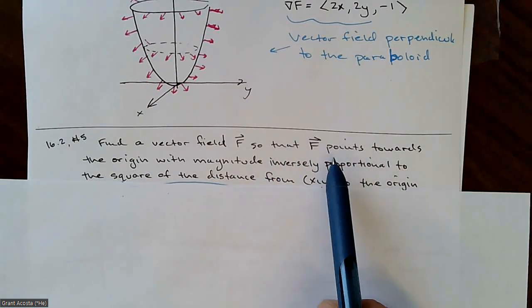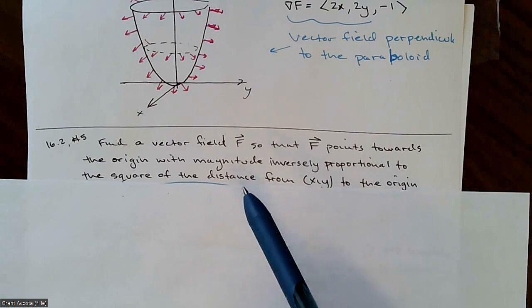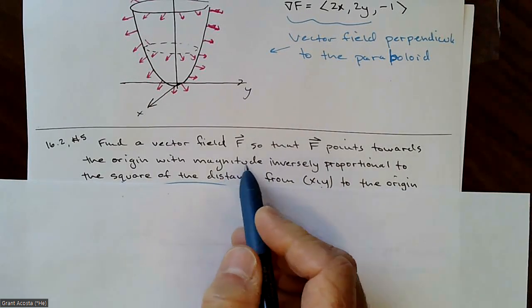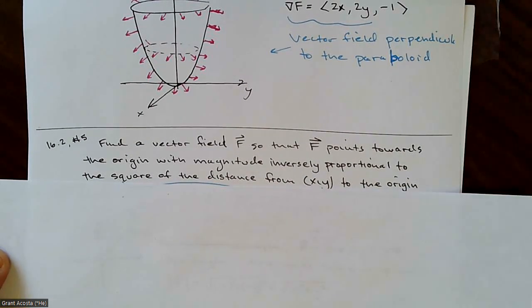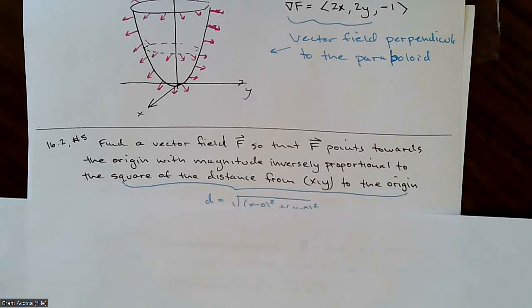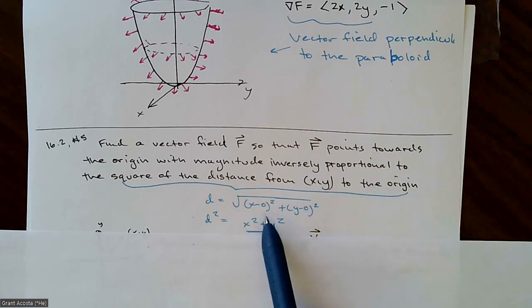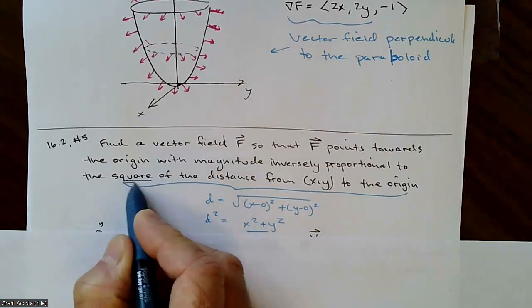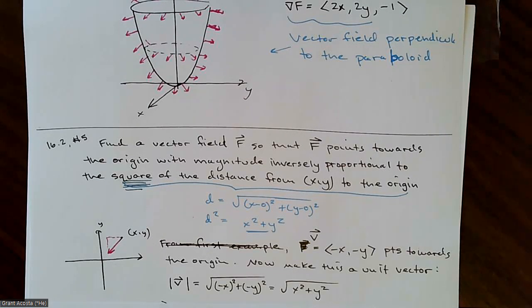We want a vector field so that F points towards the origin, not away like our radial field we did before. And they want the magnitude to be inversely proportional to the square of the distance from any point x, y to the origin. There's a lot there. So let's start with the distance from any point to the origin, because that was the last requirement. If I take a random point, the distance to the origin is the square root of (x minus 0) squared plus (y minus 0) squared. But they said the square of the distance, so that would really just be x squared plus y squared. Now, that's going to be part of it.